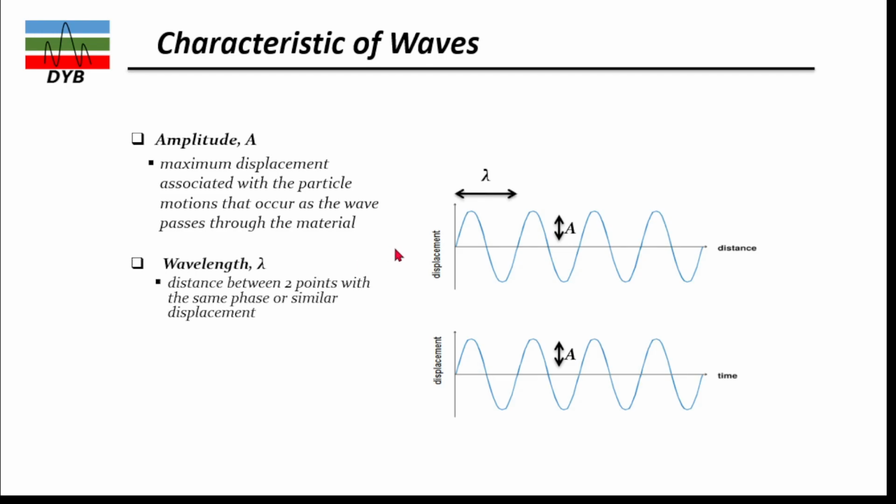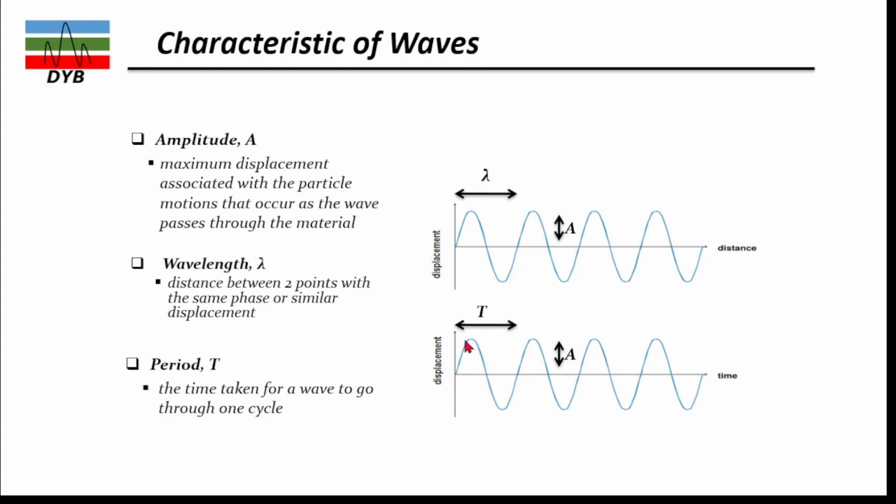And the second thing is wavelength, which is also known as lambda. So lambda, or the wavelength, can be measured from one cycle. This cycle starts from 0 and goes up to 0. So this is one cycle, which is lambda, or the wavelength: the distance between 2 points with the same phase or the similar displacement, either from positive crossing to positive crossing.